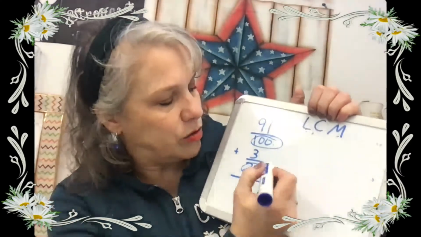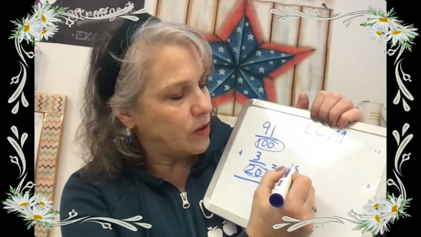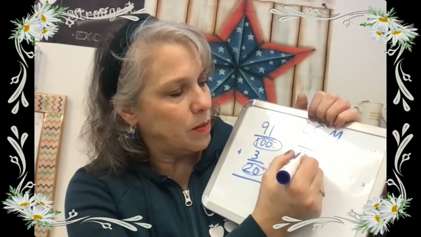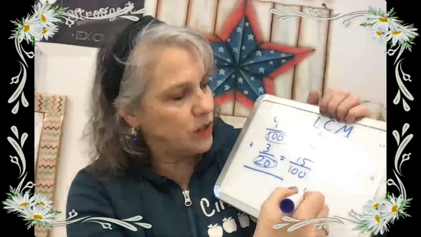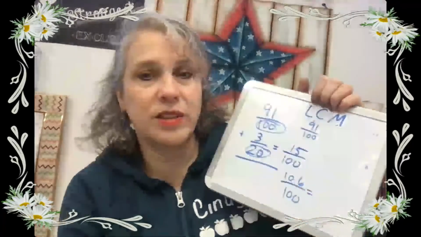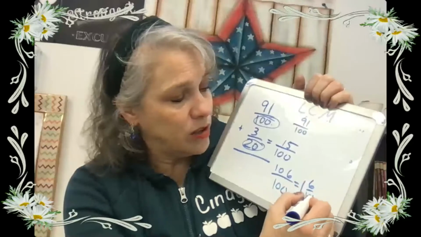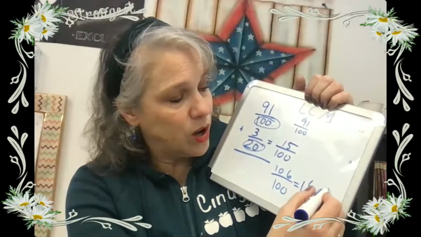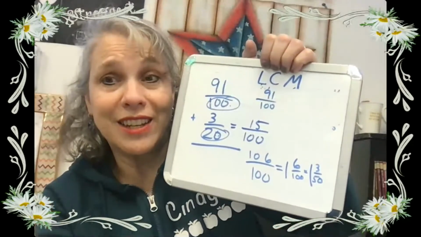Okay, so what we're going to do now is we know that we don't have to really change 91 over 100, but we do have to change 3 over 20. So 20 times 5 is 100, 3 times 5 is 15. This one stays the same. Denominator is 100. Add 91 plus 15 is going to be 106. And then we're going to reduce the fraction. 1 and 6/100ths, divide by 2, 1 and 3 over 50, and that will be my final answer.